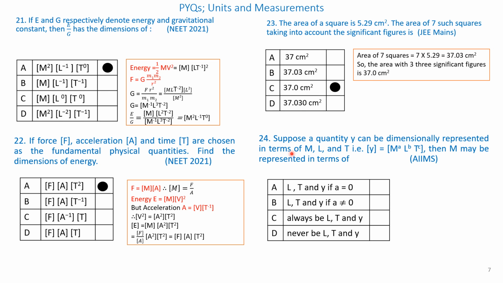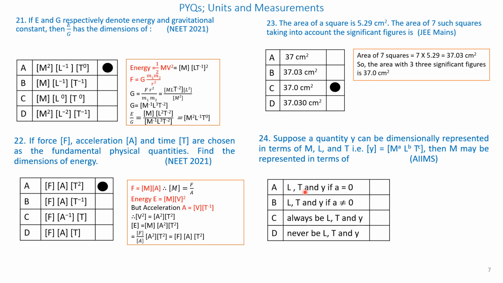Next question. Question number 24. Suppose the quantity Y can be dimensionally represented in terms of mass M, length L and time T, that is, dimensions of Y is equal to M to the power of A, L to the power of B and T to the power of C. Then M may be represented in terms of L, T and Y. Four options are there.